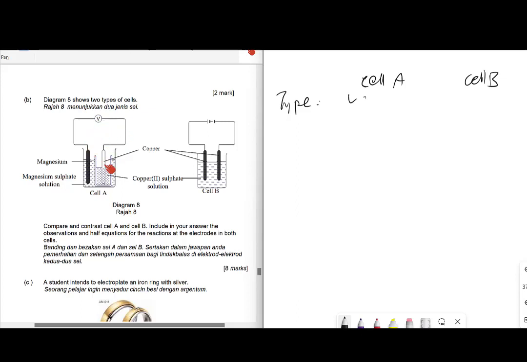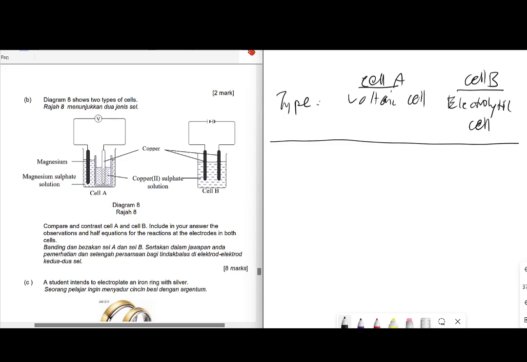Voltage cell. While for cell B, since it's using electricity, we call it an electrolytic cell. Electrolytic cell. Okay, so this will be your first point. Let's draw a line here. And now, what are the other differences you can tell here?